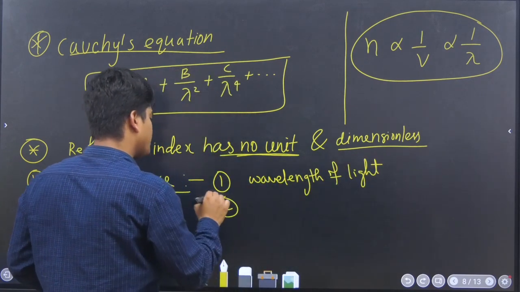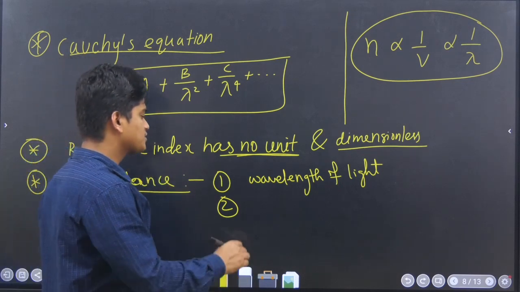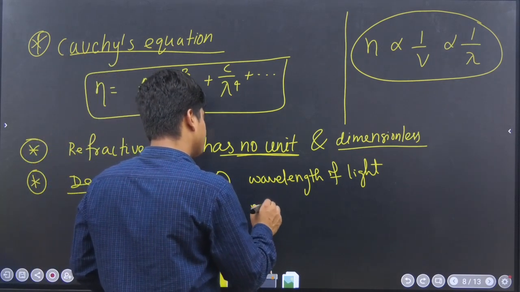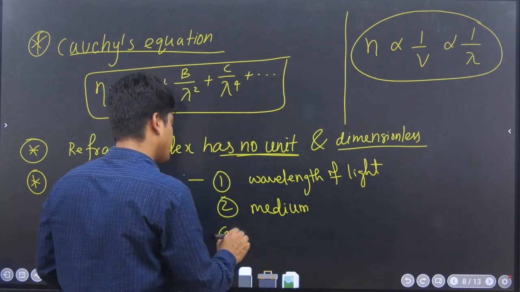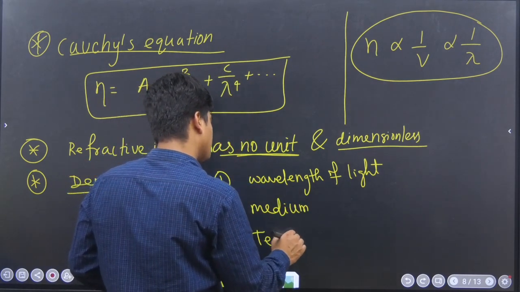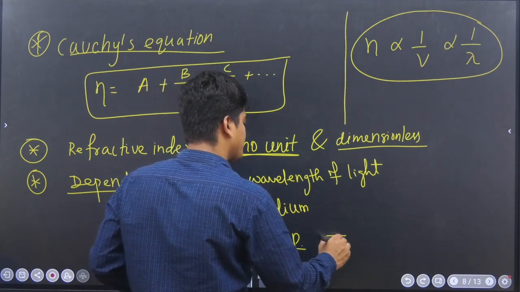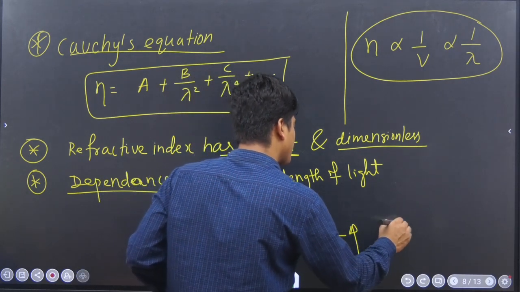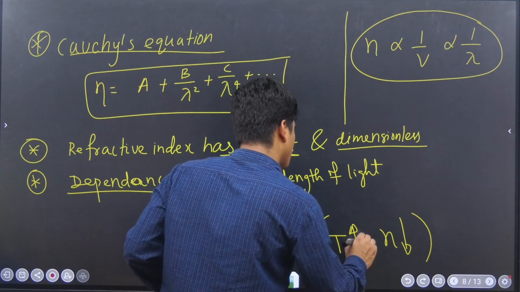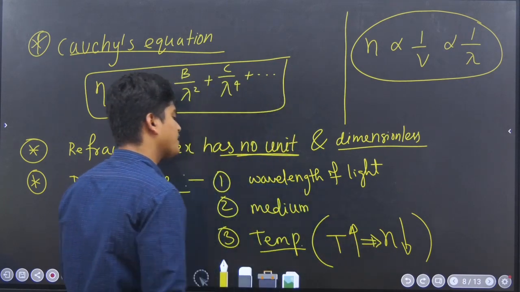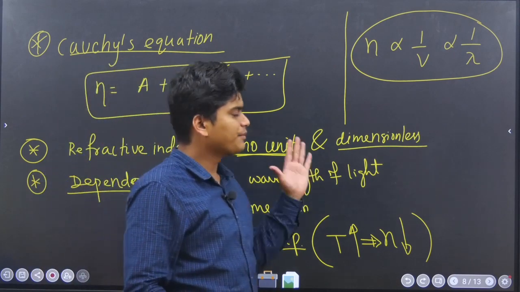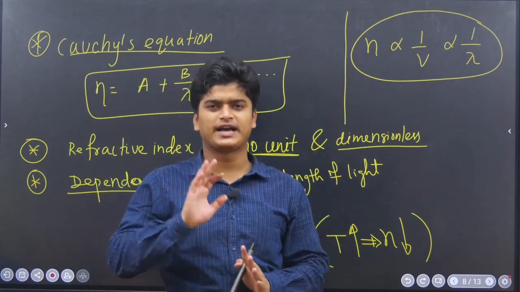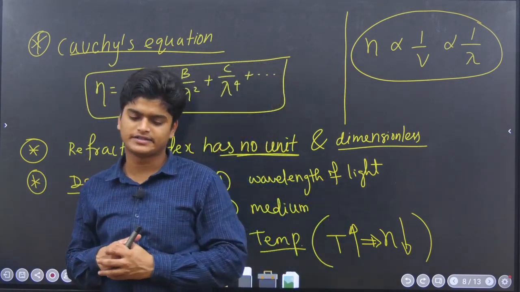Second thing you can remember, it depends on the medium. Number 3 you can write, it depends on the temperature. Remember, if temperature increases, refractive index will decrease. So, this is your idea or understanding. And remember, this refractive index is basically optical density. It is normally called optical density.